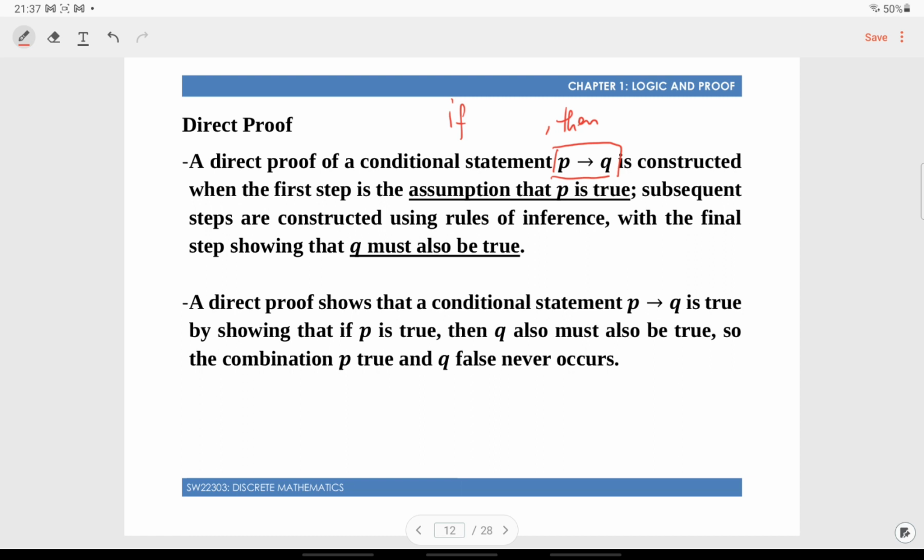A direct proof shows that a conditional statement if P then Q is true by showing that if P is true then Q also must be true. So the combination P true and Q false never occurs. If you still remember the truth table for the conditional statement, if P is true and Q is false, the outcome is false. So the combination of P true and Q false never occurs.